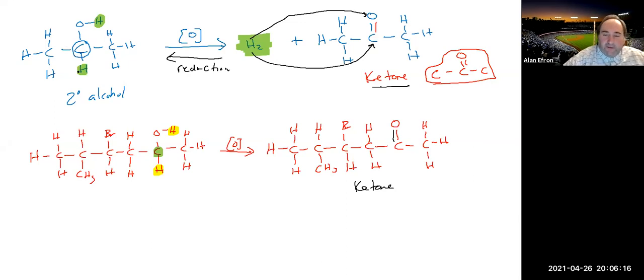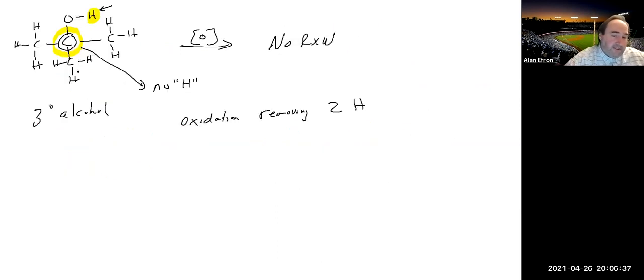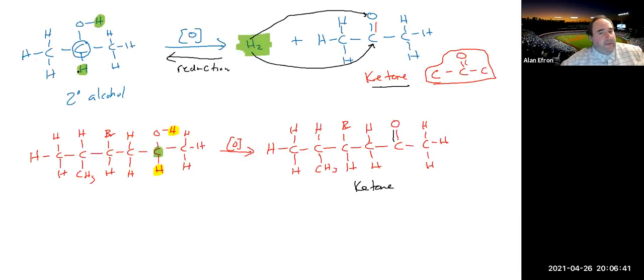So an oxidation reaction takes a primary alcohol to an aldehyde. A reduction reaction will take it backwards from an aldehyde to a primary alcohol. An oxidation reaction of a secondary alcohol will produce a ketone. A reduction reaction will take it back, and obviously tertiary is not doing much other than looking like a tertiary alcohol. Any questions on those reactions?